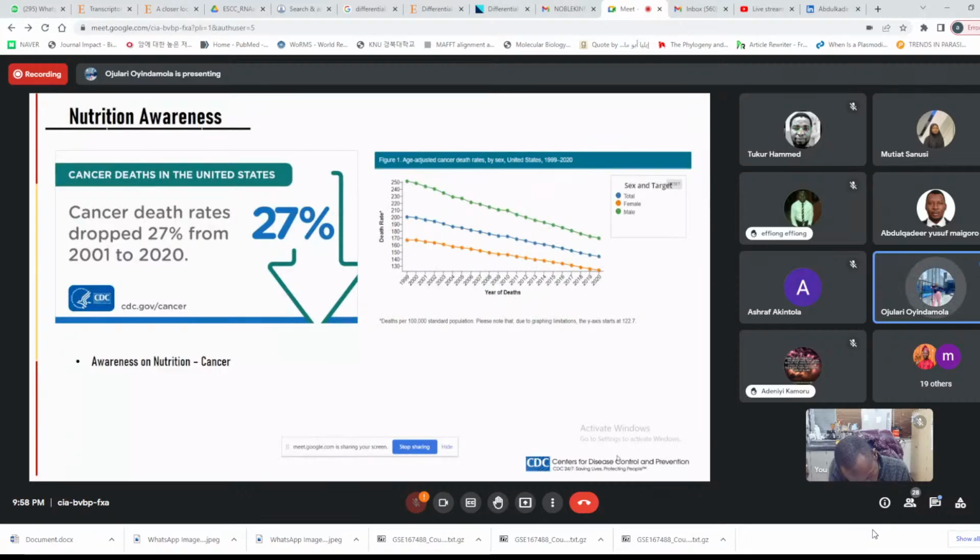So now that we are aware of all of these things, with the help of this nutritional information that we have now, reports show that cancer rates dropped by about 27% from 2001 up till 2020. Why did this happen? Because of the awareness of nutrition and how it relates to cancer.